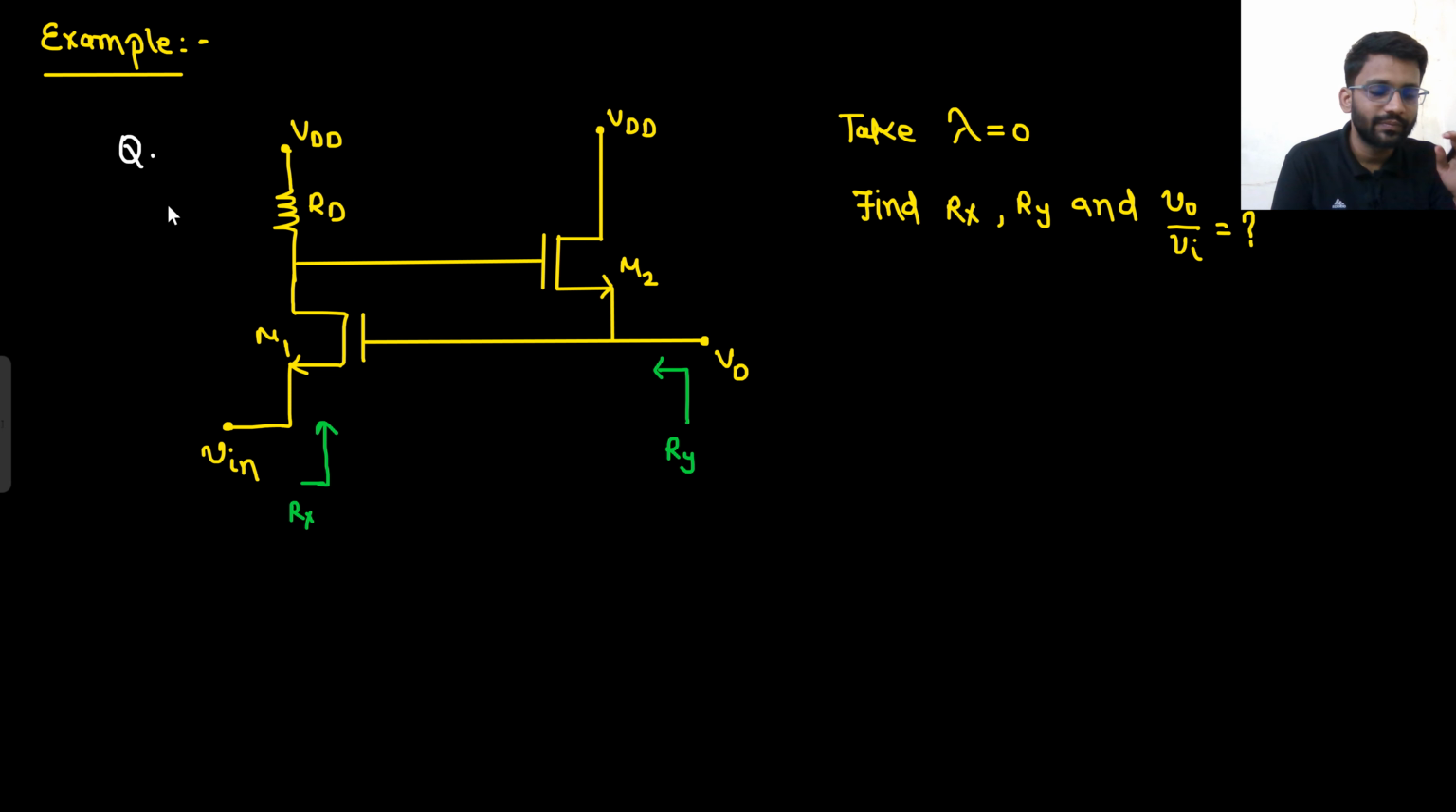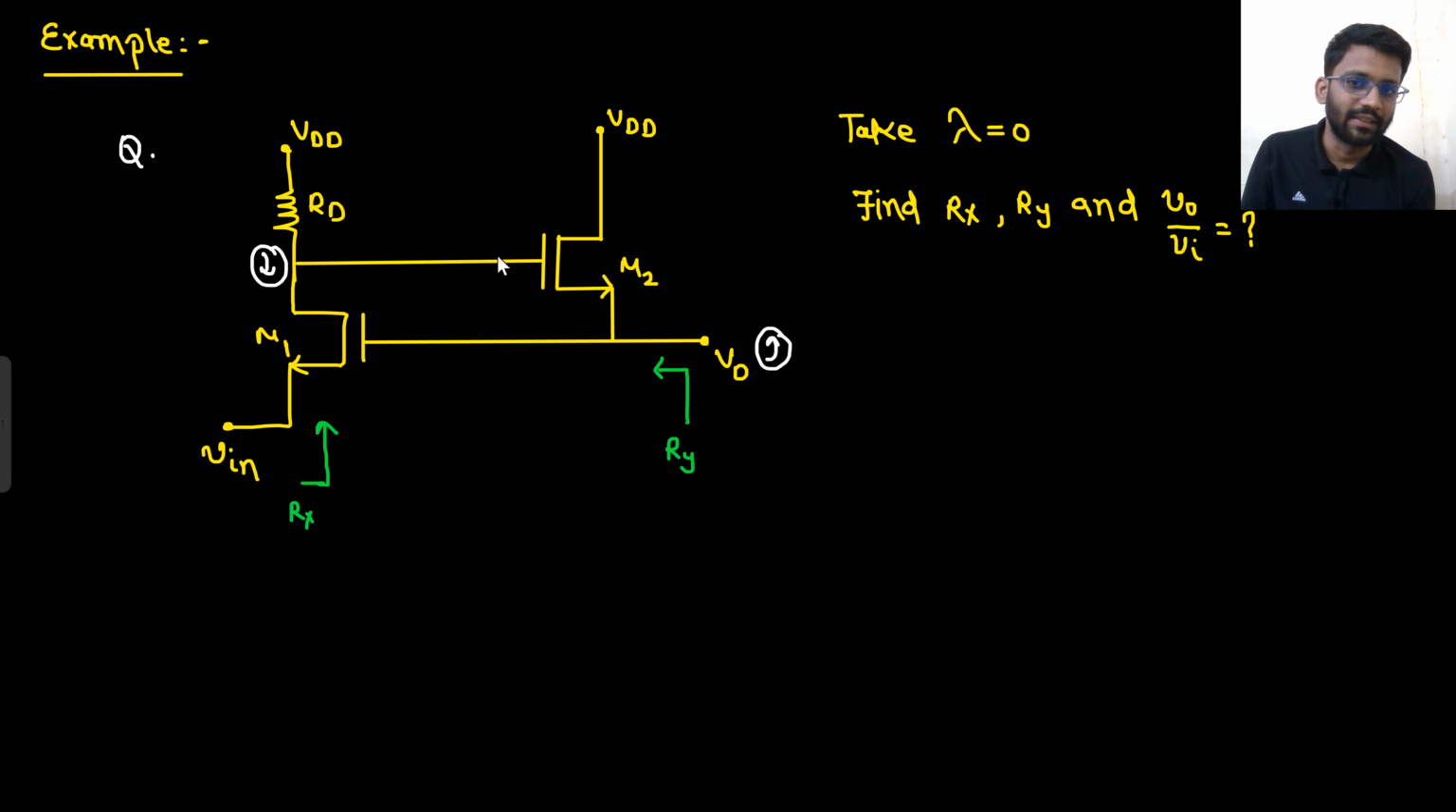What do I do? I increase the V0 value. If I increase V0 value, what happens? If I increase this node, what will happen? This node would increase, right? Or forget about it. If I increase this node, what will happen? This node will decrease because that is a common source. If the gate is increasing, that means the drain would decrease.